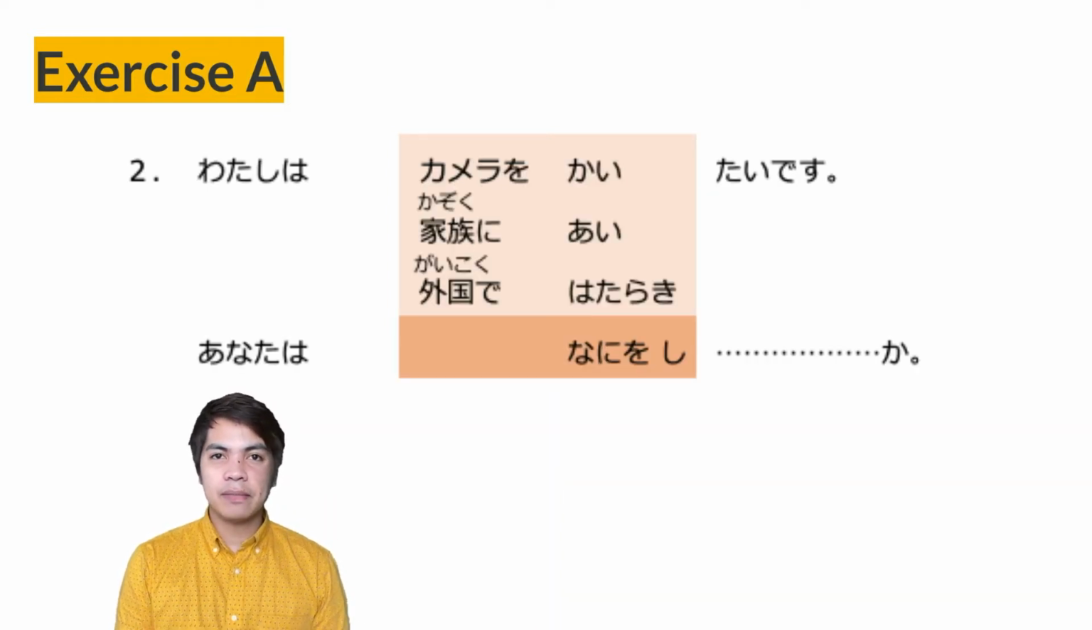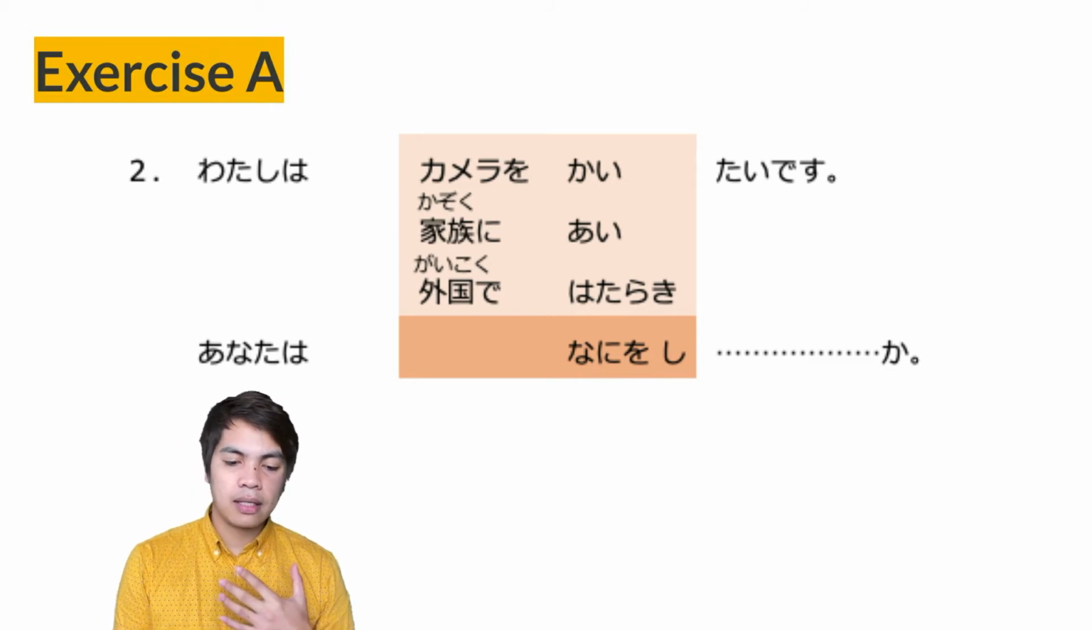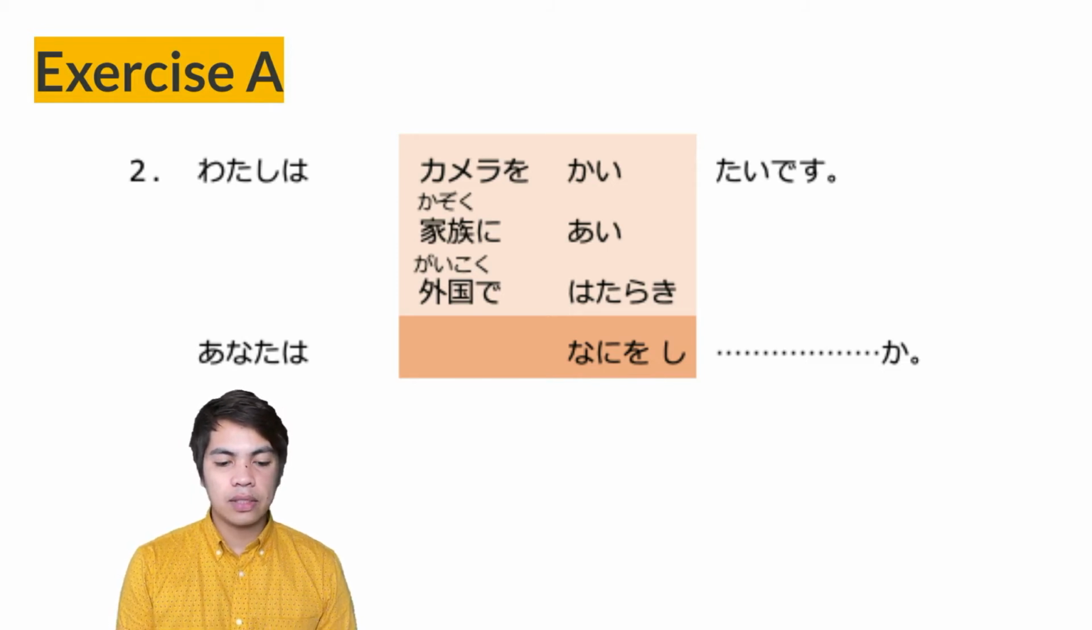Number 2. So let's start from the interrogative sentence. Anata wa nani o shitai desu ka? What do you want to do? The answers are Watashi wa kamera o kaitai desu. I want to buy a camera.